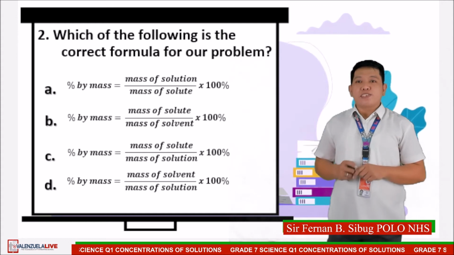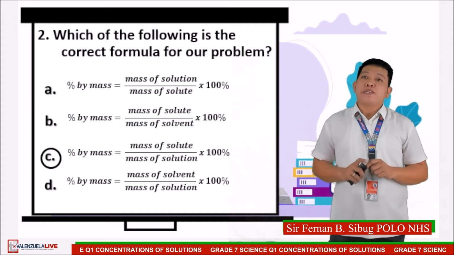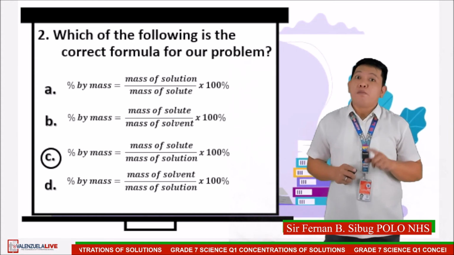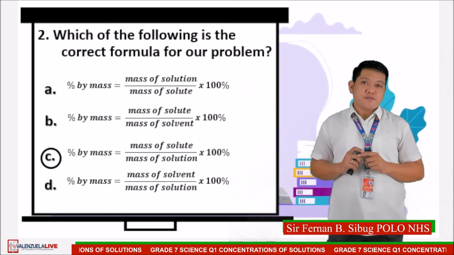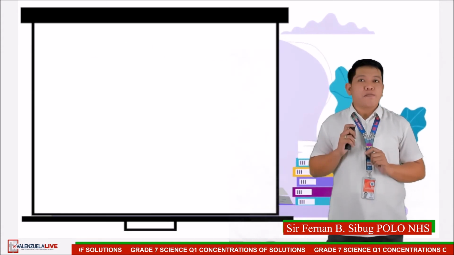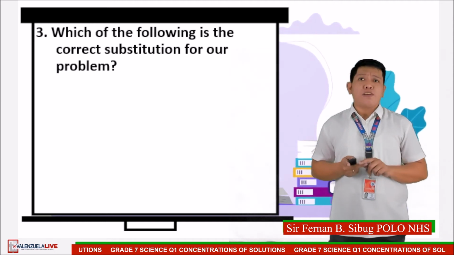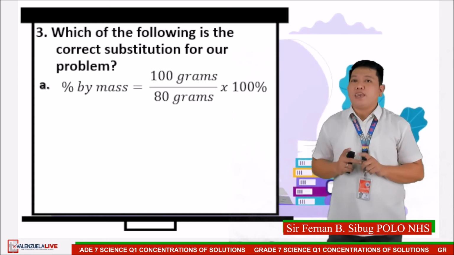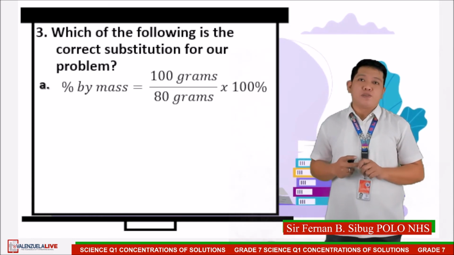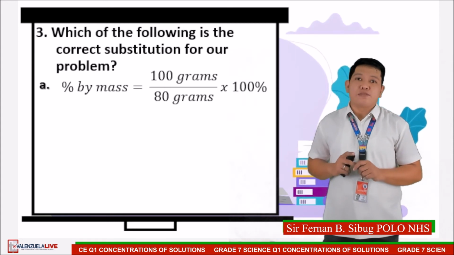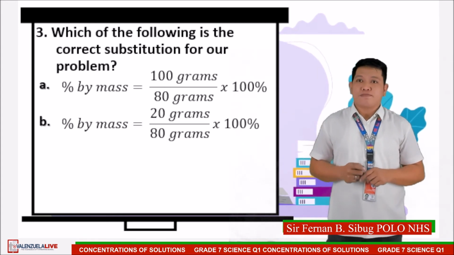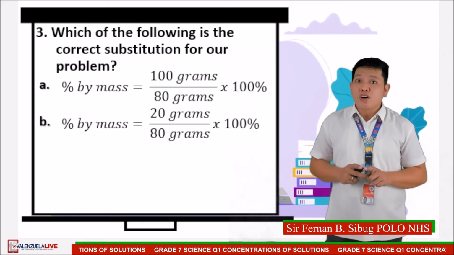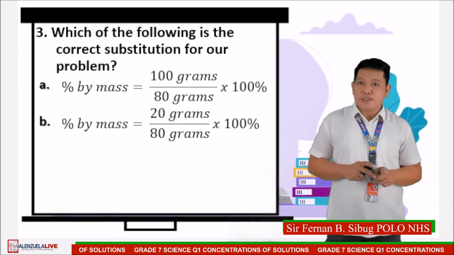Okay, the correct answer is letter C. Percent by mass is equal to the mass of solute over the mass of solution multiplied by 100%. Question number 3. Which of the following is the correct substitution for our problem? A. Percent by mass is equal to 100 grams over 80 grams multiplied by 100%. Letter B. Percent by mass is equal to 20 grams over 80 grams multiplied by 100%.